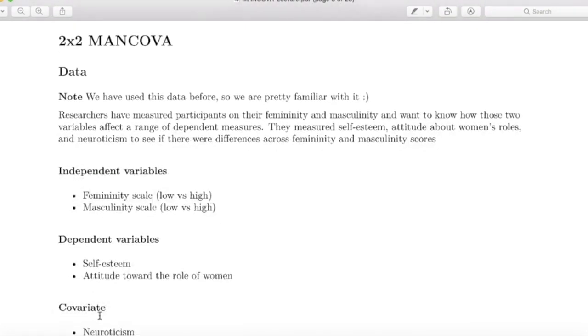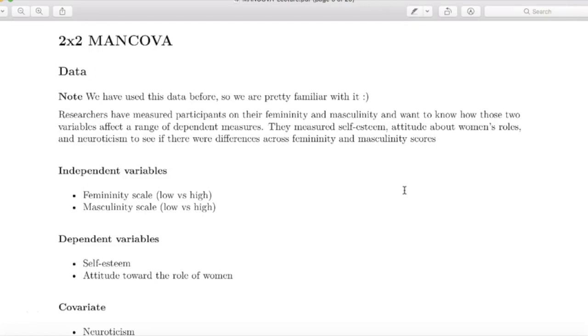Cool. So that's how you would do an ANCOVA, but we're actually doing a 2x2 MANCOVA, and we're going to use the same data set that we used for MANOVA. So researchers have measured participants on their femininity and masculinity, I'm assuming on ratings in a survey that asked about femininity and masculinity, and other dependent variables. Other measures were self-esteem, attitudes about women's roles, and neuroticism.